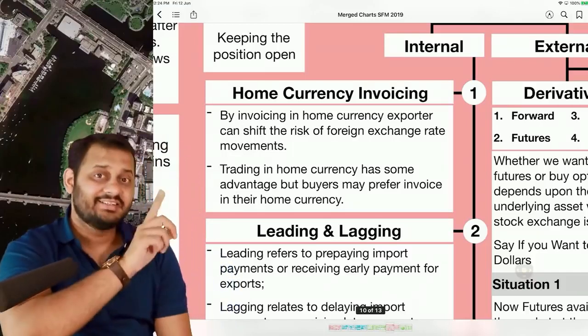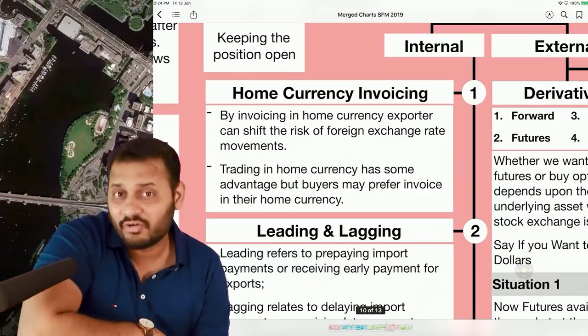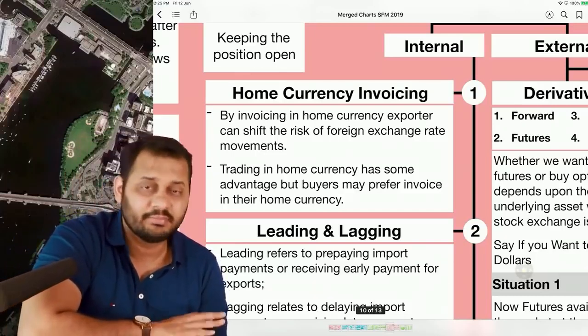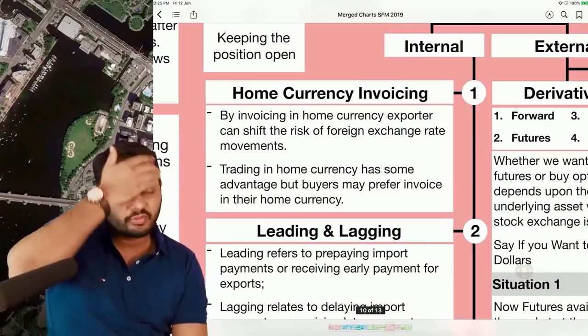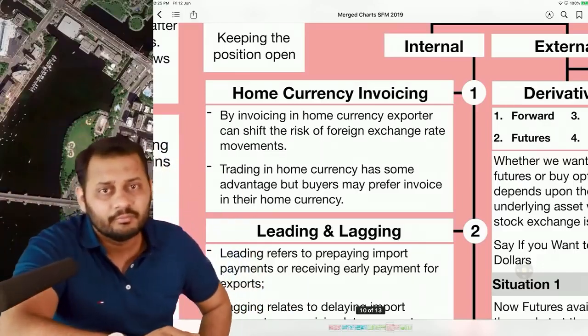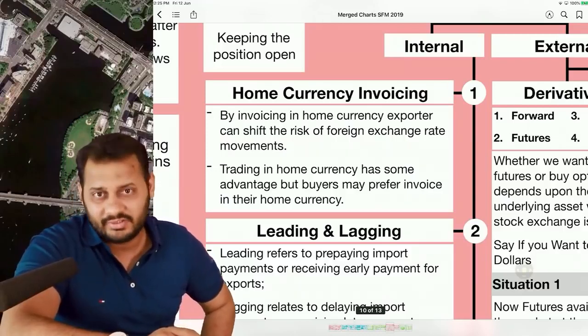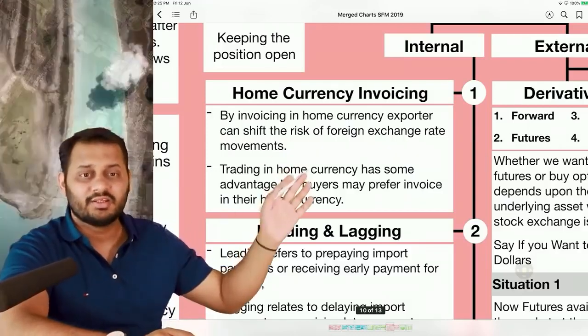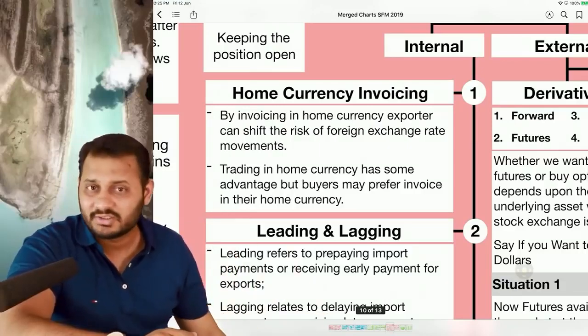But that leads to the risk of losing the customer. The customer may not like this and may say, okay, don't invoice me in dollars, I will go to some other vendor and buy it from him. And this is not a good idea. Just because of a home currency invoicing policy, you cannot lose the customer.